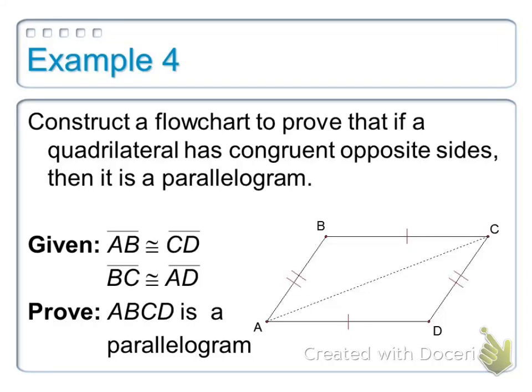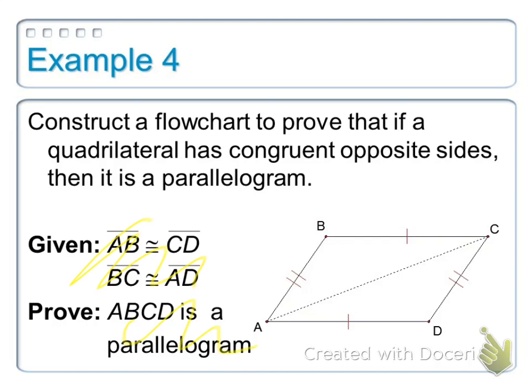Okay, so this one is the dreaded one that most people don't like to do, but it's actually not that bad. It's example 4 for chapter 8, section 3, and it says construct a flow chart to prove that if a quadrilateral has congruent opposite sides, then it is a parallelogram. And so we're given this, and we're wanting to prove this, okay?